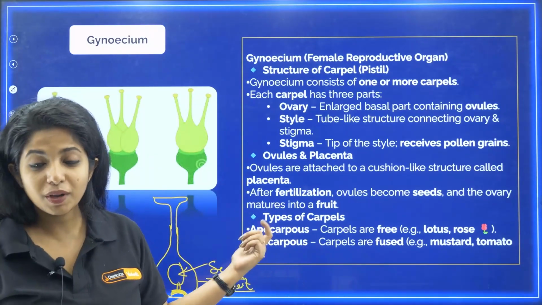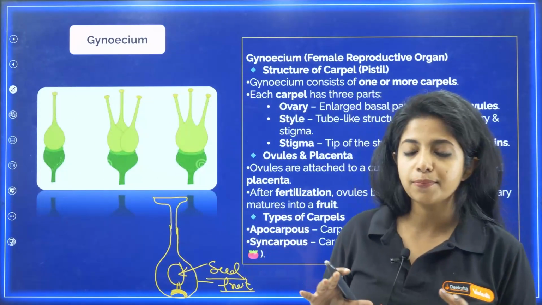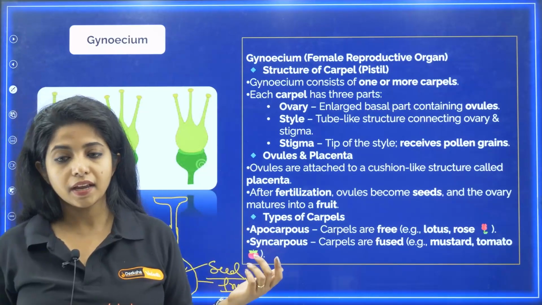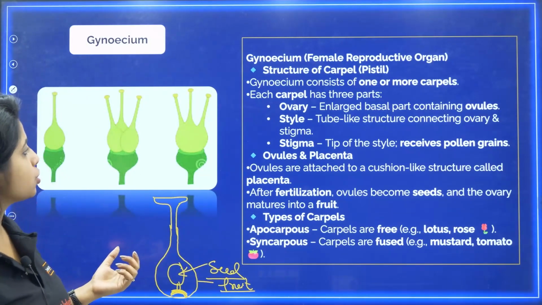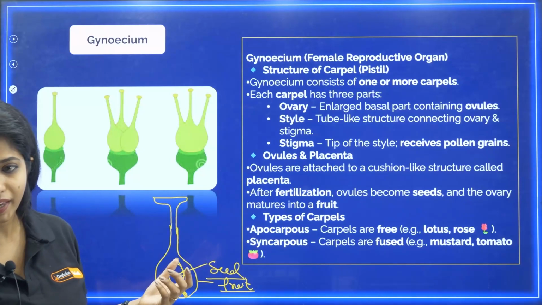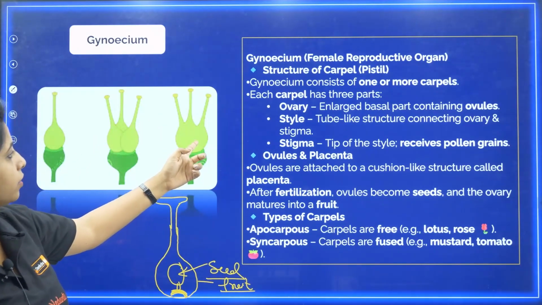Apocarpous condition. What do you mean by apocarpous? Here the carpels are free, my dear children. Here the carpels are totally free. Example you can see in lotus, rose and things like that. Now there is syncarpous condition where the carpels basically are going to be fused. Okay. But the carpels are going to be fused. You can see that over here.